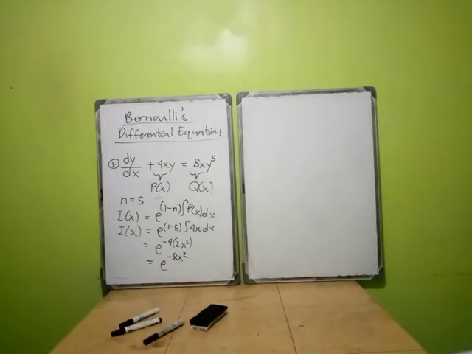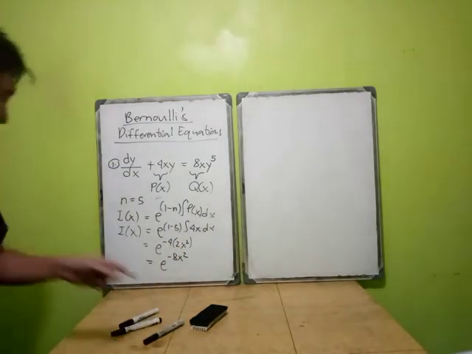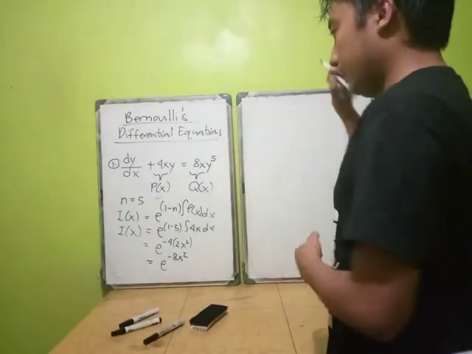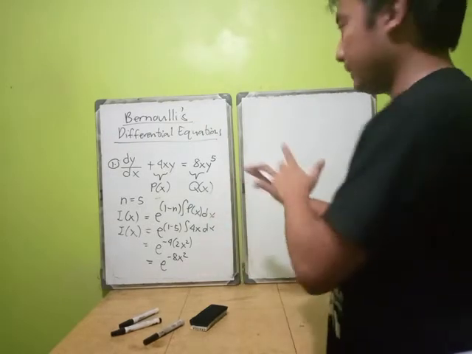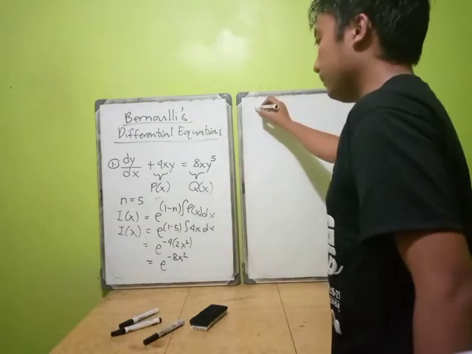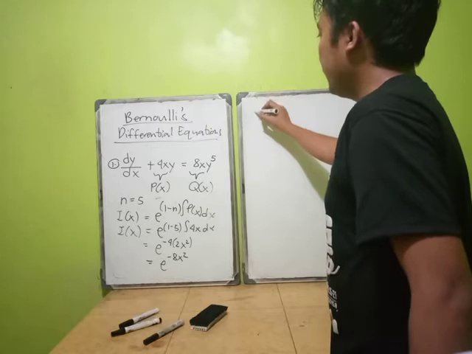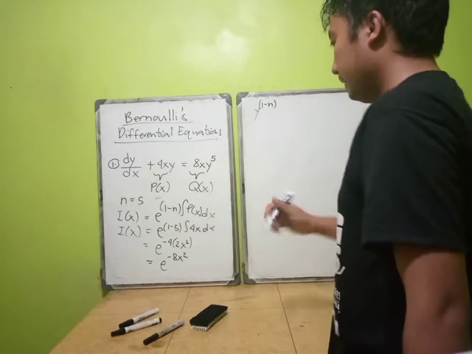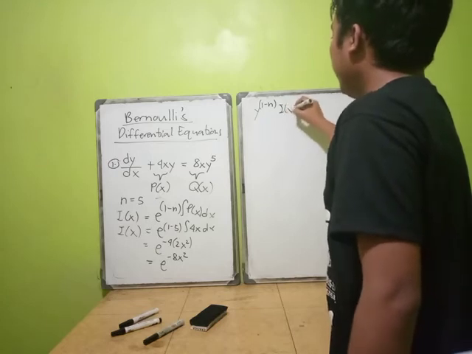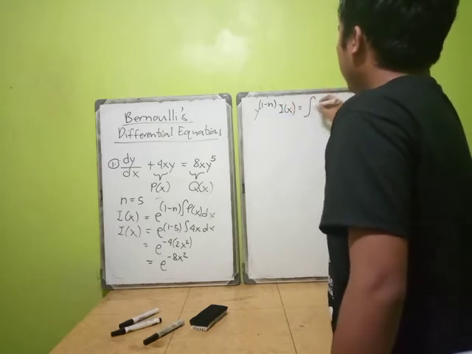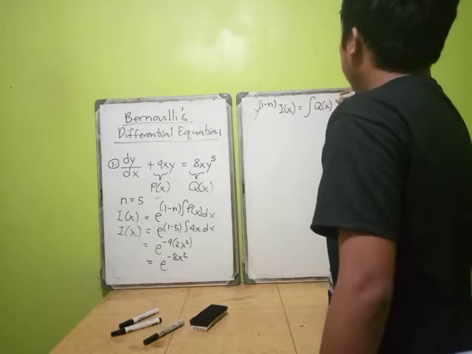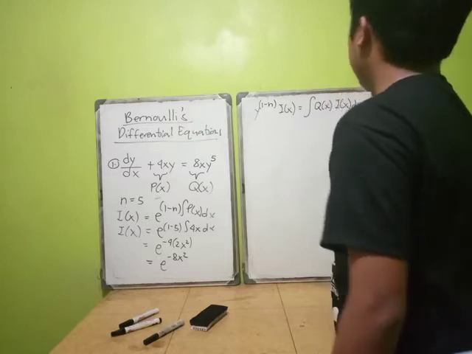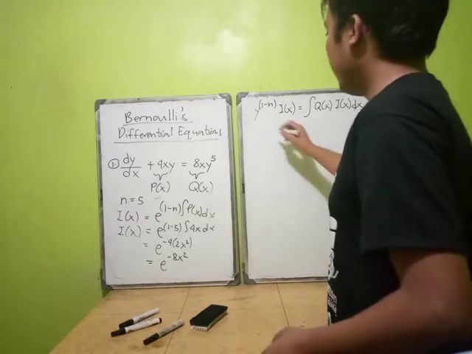So, that is your integrating factor. Okay. So, hindi mo na kailangan i-multiply ito kaagad dito. Okay? So, doon tayo sa template. Para mas madali. Yung template natin na solution for this is y to the power of 1 minus n times I of x is equal to the integral of q of x times I of x dx. Yan. Okay, mas madali.